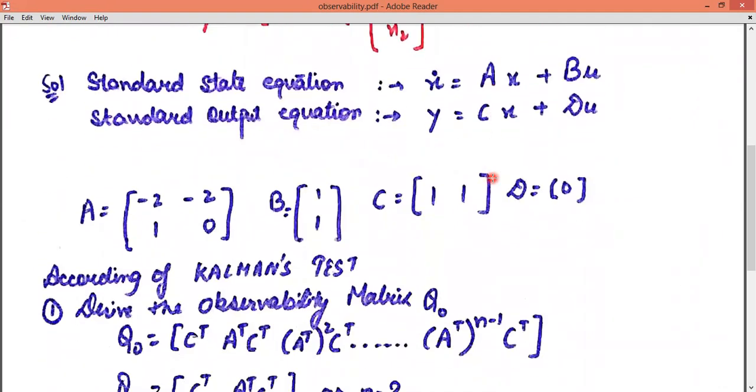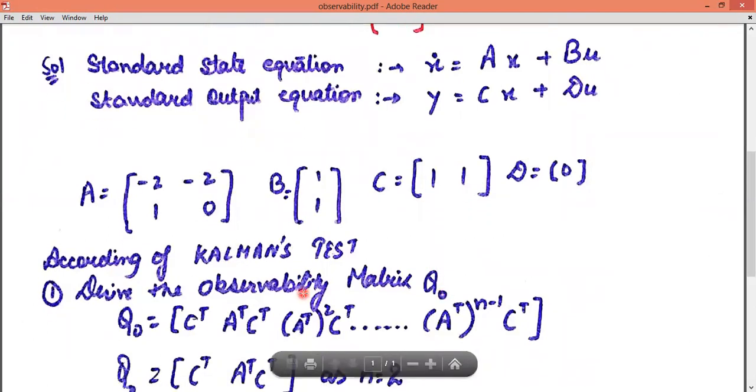Here I have written whatever things are given: A, B, C and D. See, D is not given here, so we assume D equals 0. The things which have not been mentioned in the question, you will take as 0. We will follow Kalman's test as we did in controllability. This Kalman test has two steps. The first one is to derive a matrix, the observability matrix, which we will denote as Q naught, or QO.